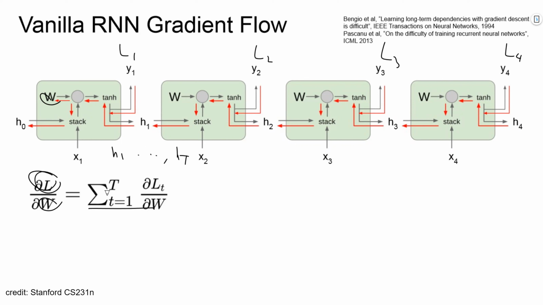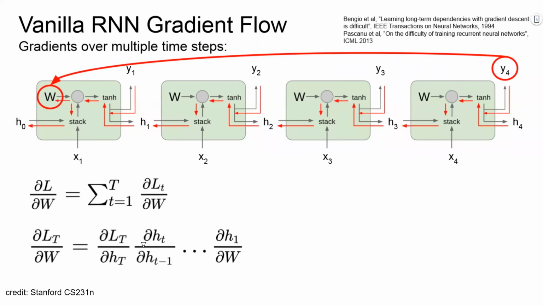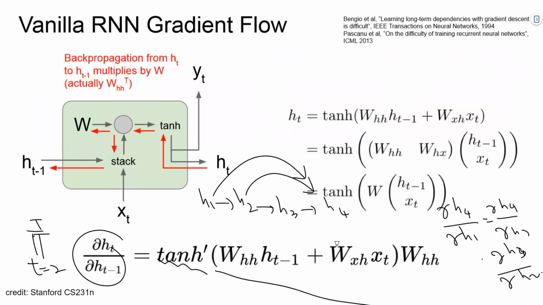Then why is it a problem? As I told you, to calculate the derivative of the loss at time capital T with respect to W, we need to think about all these factors, like HT minus 1, HT minus 2, and up to this point. And this one involves these calculations. And here, we're going to apply W multiple times.